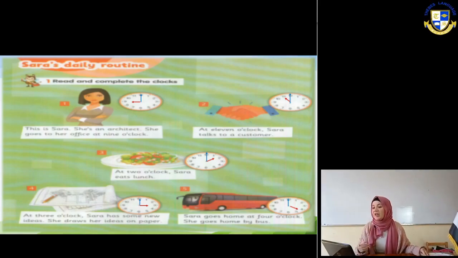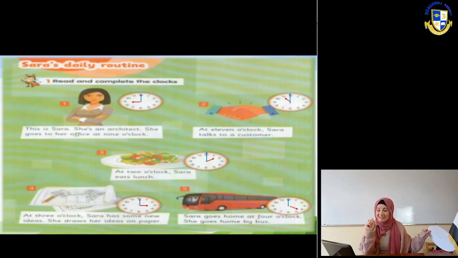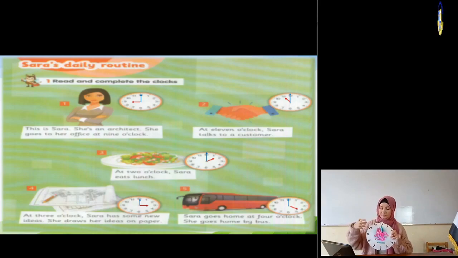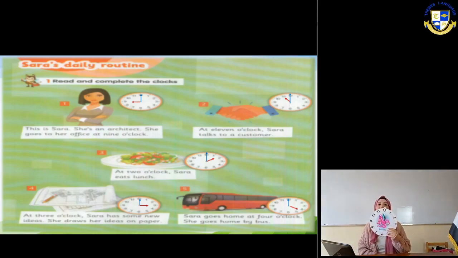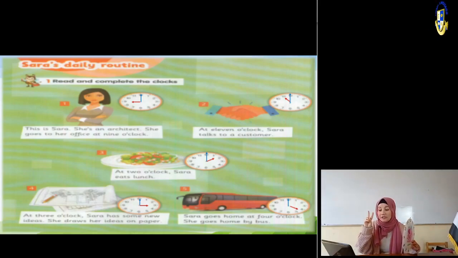Number 2, at 11 o'clock, Sarah talks to a customer. A customer means a human being that comes to her to ask for help. Now, at 11 o'clock, how are we going to draw the arms? I said what first? The short arm. What did I say? 11. So the short arm will go to number 11. And o'clock means up at 12. This is 11 o'clock.